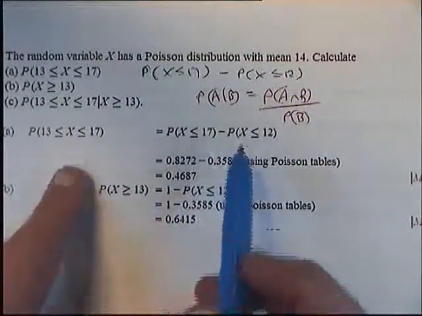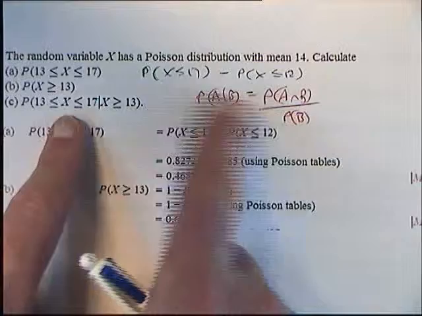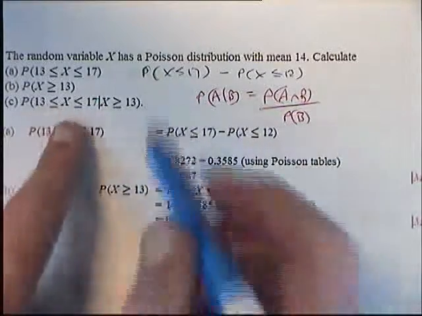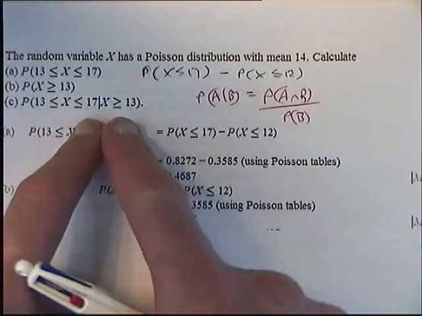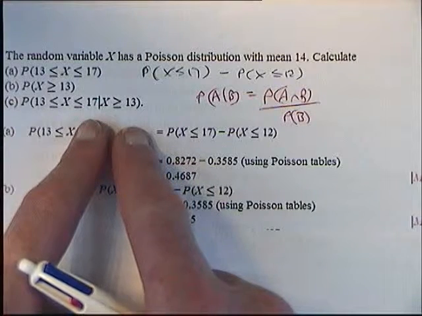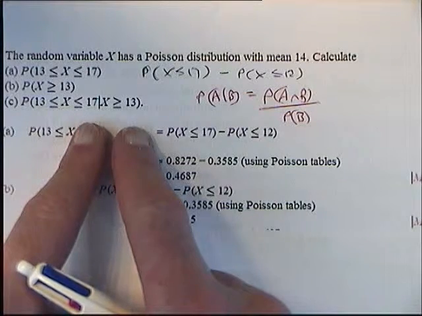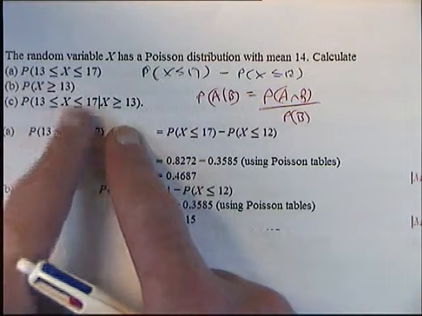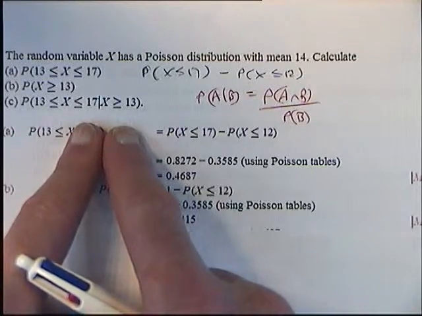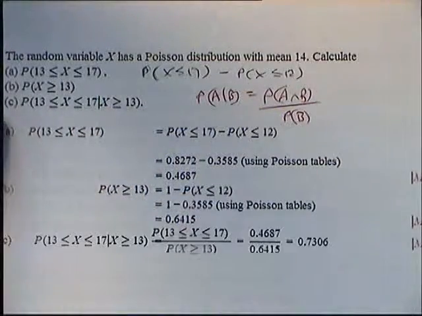So this question becomes the probability of the first bit and the second bit, over the probability of the second bit. Now, if I do the first bit and the second bit, that's the probability it's between 13 and 17 and it's greater or equal to 13. What is that the same as? It's between 13 and 17 inclusive, and at the same time it's got to be greater than or equal to 13. What's that the same as? Part A, yeah. It's just between 13 and 17, so that is part A, which we have. Greater than or equal to 13, we have, that's the answer to part B.